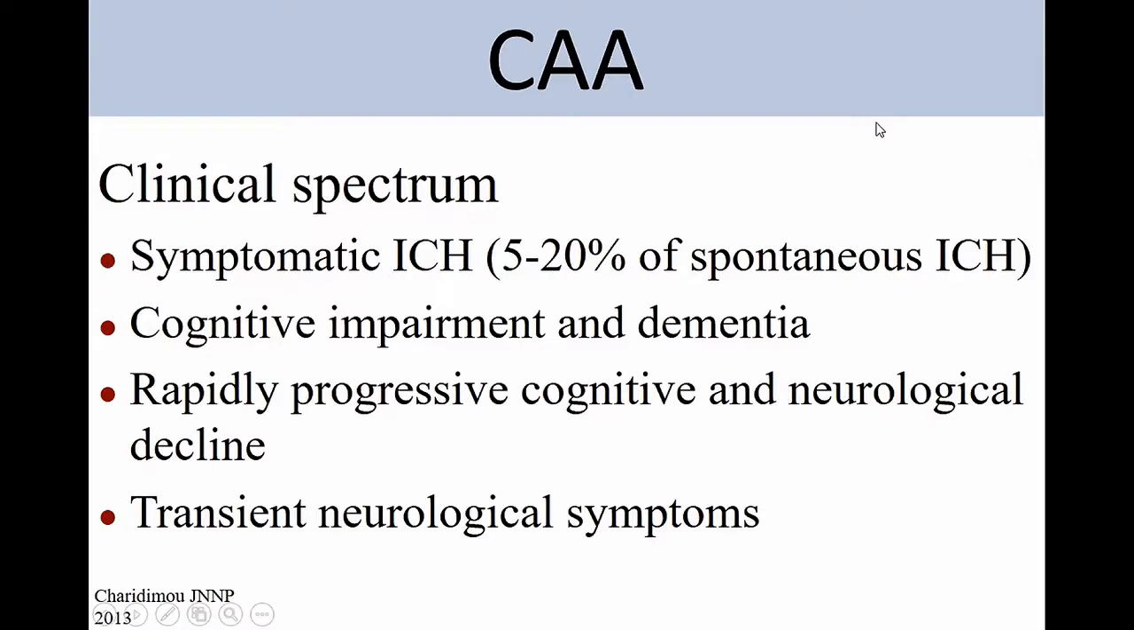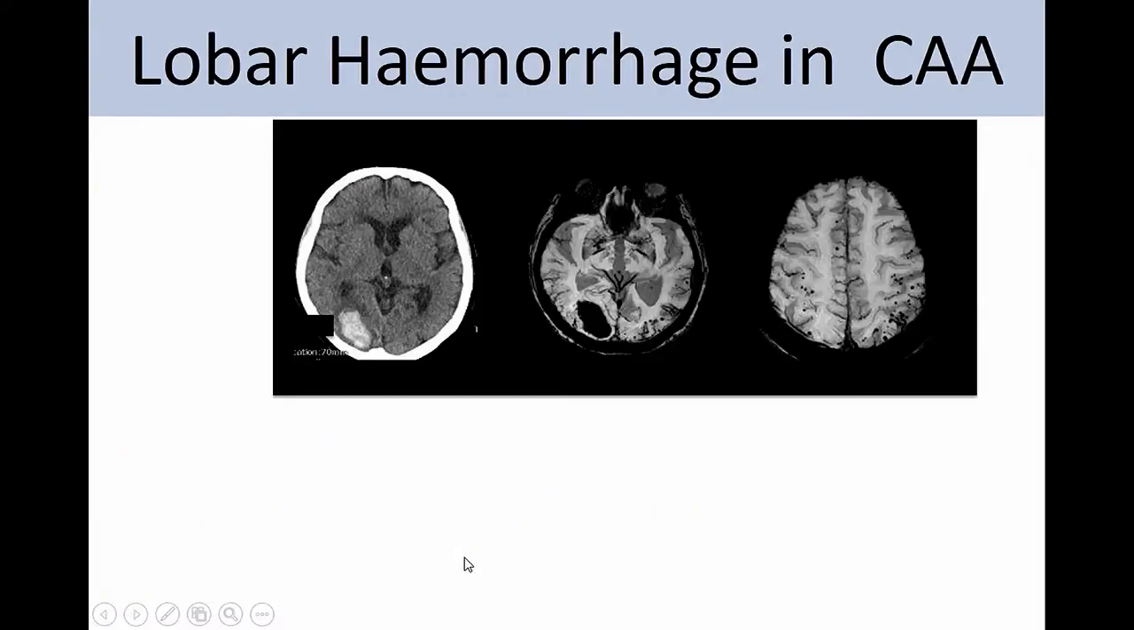So moving to the second form, which is cerebral amyloid angiopathy, the clinical presentation usually becomes symptomatic by a hemorrhage, an intracranial hemorrhage. And spontaneous hemorrhages, 5 to 20% depending on the paper, are caused by or related to CAA. It also relates to an impairment of cognition and then to dementia. It can be quite rapidly progressive and lead to neurological decline, but there can also be transient symptoms. So that's one example, for instance.